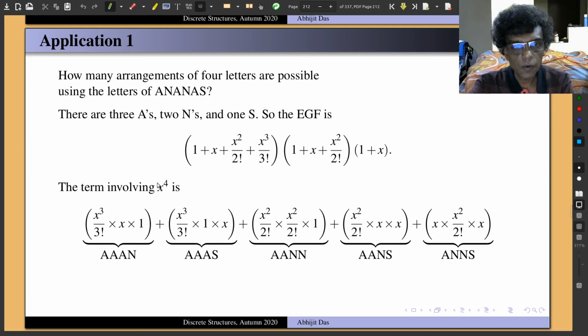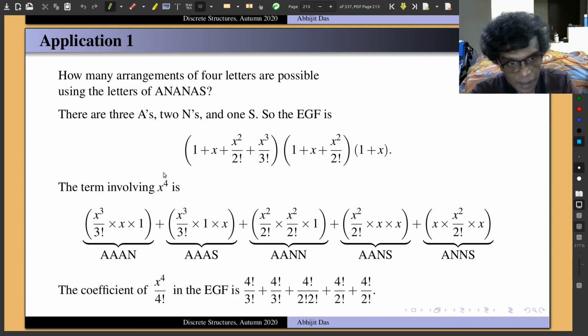I am interested not in the coefficient of x power 4 but the coefficient of x power 4 over 4 factorial. That will be 4 factorial by 3 factorial, 4 factorial by 3 factorial, 4 factorial by 2 factorial times 2 factorial, 4 factorial by 2 factorial, 4 factorial by 2 factorial. That is precisely the number of permutations of AAAN, of AAAS, of AANN, of AANS, and of ANNS. So this example illustrates that exponential generating functions are essentially related to counting permutations or arrangements. Fine.